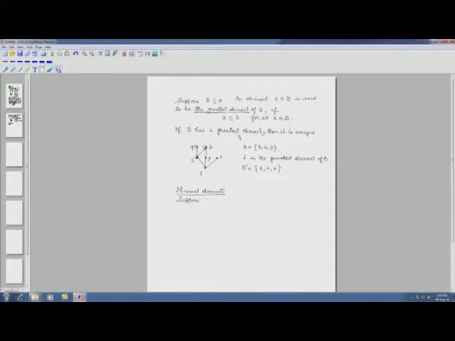So, suppose B is a subset of A. An element small b belonging to capital B is said to be a minimal element of B if x less or equal b and x not equal to b together.